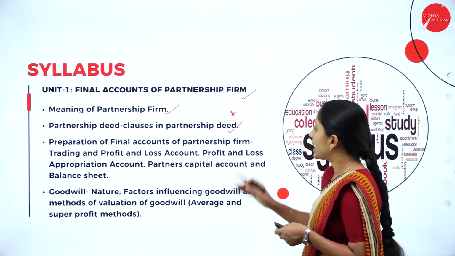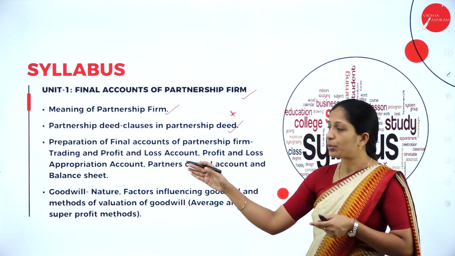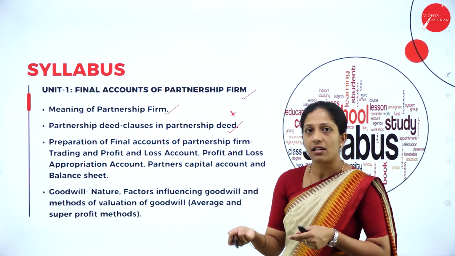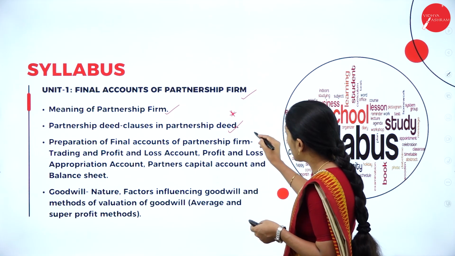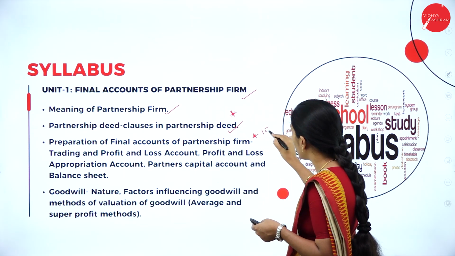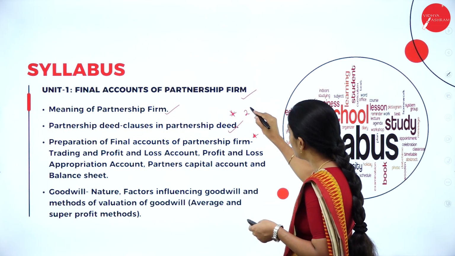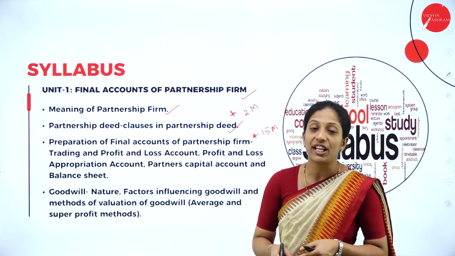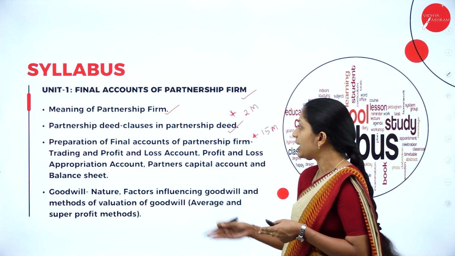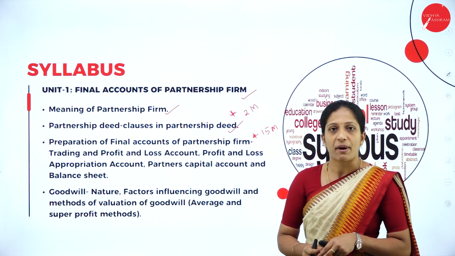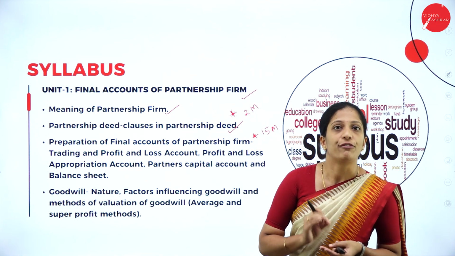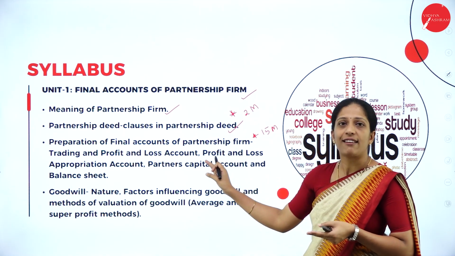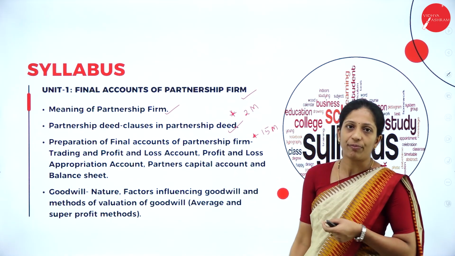Next, preparation of final accounts of partnership firm, where you are going to prepare the trading and profit and loss account, profit and loss appropriation account, partners capital account and balance sheet. Again, a very important question for 15 marks. The partnership deed and its clauses are for 2 marks, and this preparation of final accounts of partnership firm is a very important question for 15 marks. Under your 15 marks questions, the first question itself will be on the final accounts of partnership firm.